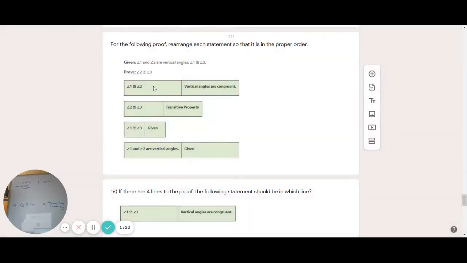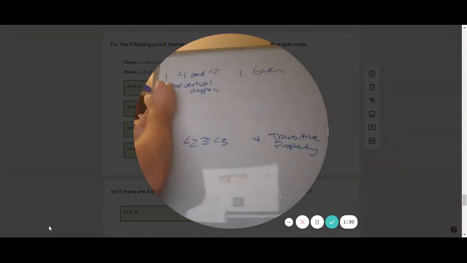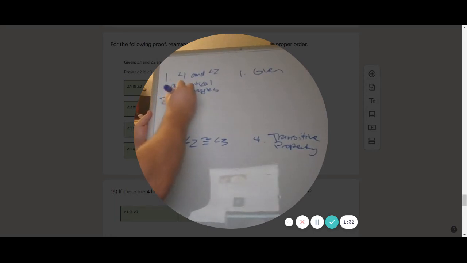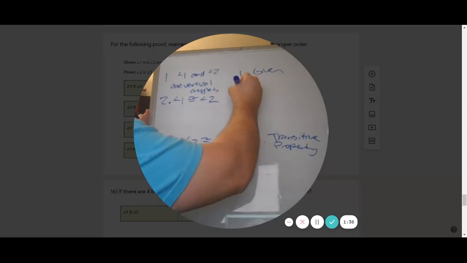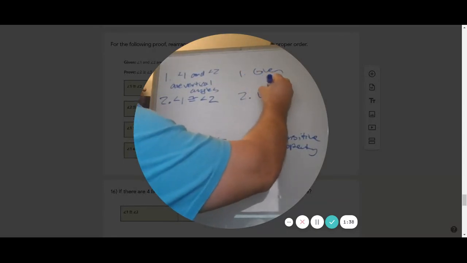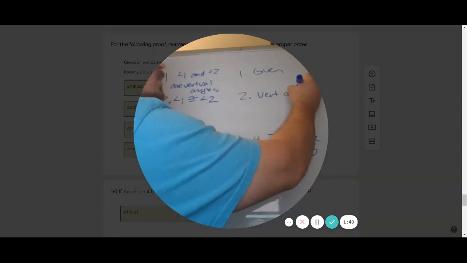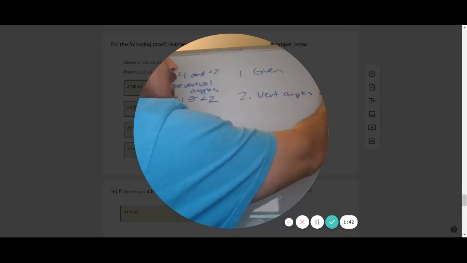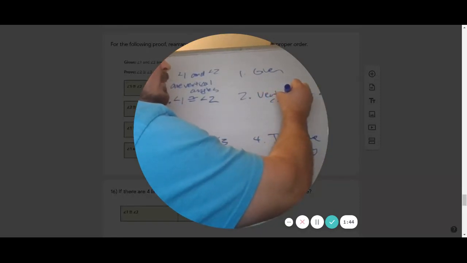If they're vertical angles, look what you can do. If 1 and 2 are vertical, doesn't it mean that 1 is congruent to 2 because of the vertical angles? Because vertical angles are congruent. So that's what we'll do next. Number 2, angle 1 is congruent to angle 2. And how do I know that? Because vertical angles are congruent.